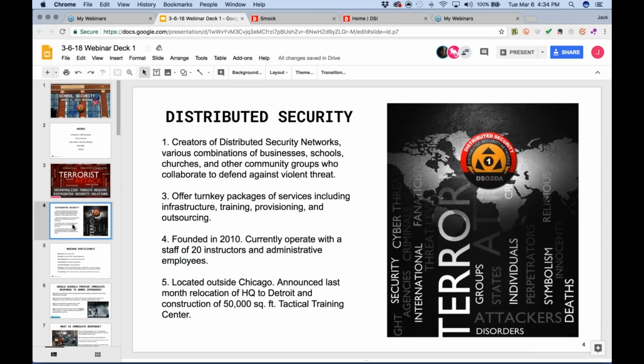The company itself was founded in 2010. We currently operate with a staff of 20 instructors and administrative employees. We're located outside of Chicago. Last month, we announced that we'll be relocating our headquarters to Detroit, Michigan. And we'll also be constructing a 50,000 square foot tactical training center in downtown Detroit.